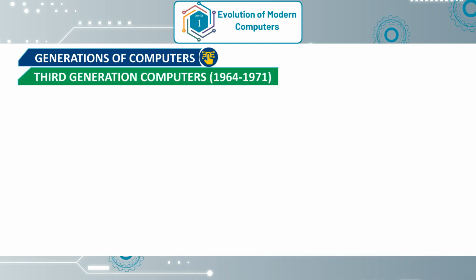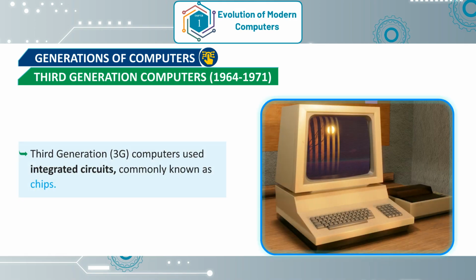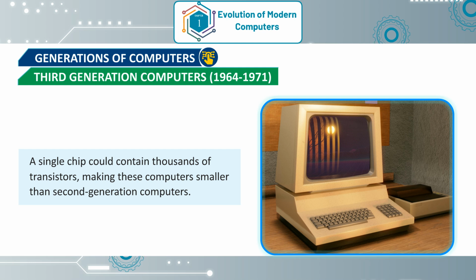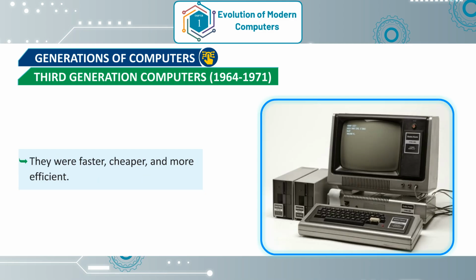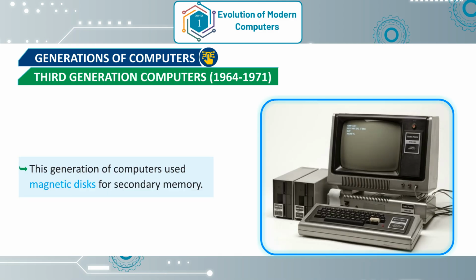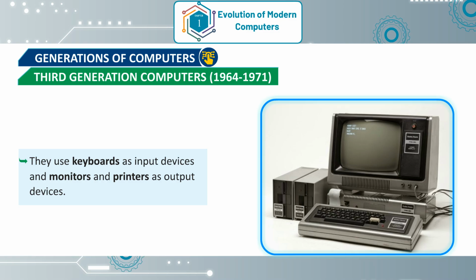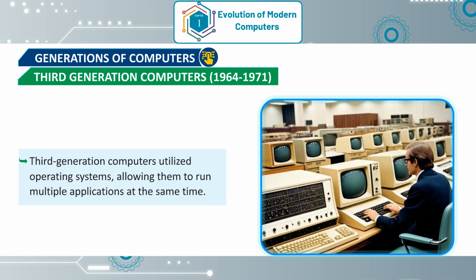Third-generation computers, 1964 to 1971. Third-generation (3G) computers used integrated circuits, commonly known as chips. A single chip could contain thousands of transistors, making these computers smaller than second-generation computers. They were faster, cheaper, and more efficient. This generation of computers used magnetic disks for secondary memory. They used keyboards as input devices and monitors and printers as output devices.